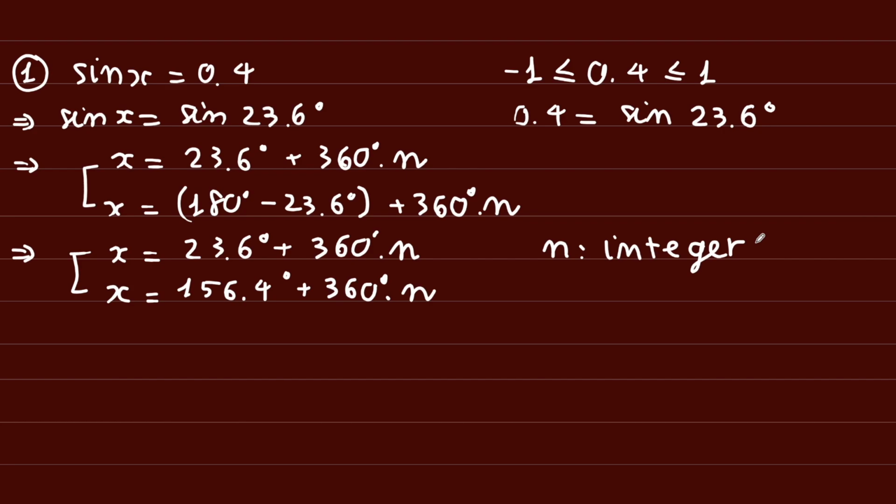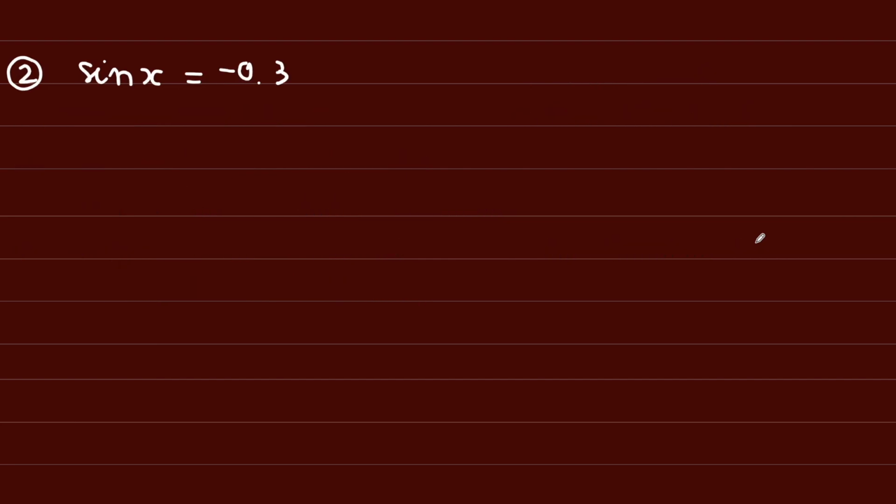Let's apply the formula of general solution for sine. And for the second one, you got sine x equal to minus 0.3. So the value for the second example here is a negative number. That's not a positive number like example 1. And you can see that negative 0.3 belongs to the interval of the domain of sine, between -1 and 1. So I think this one has a solution.